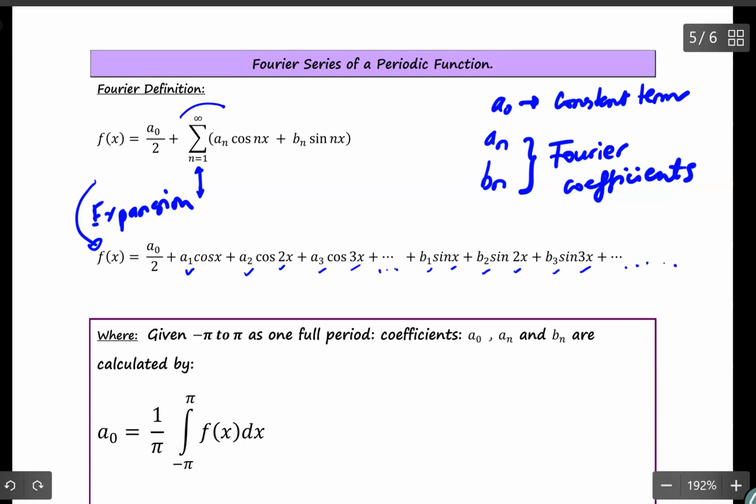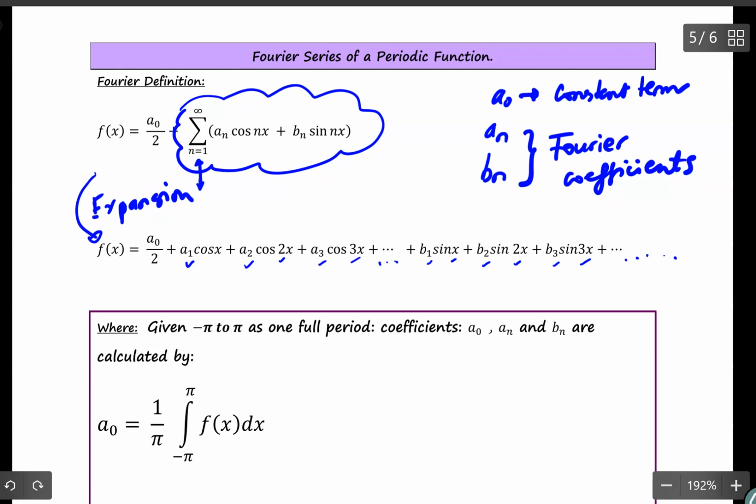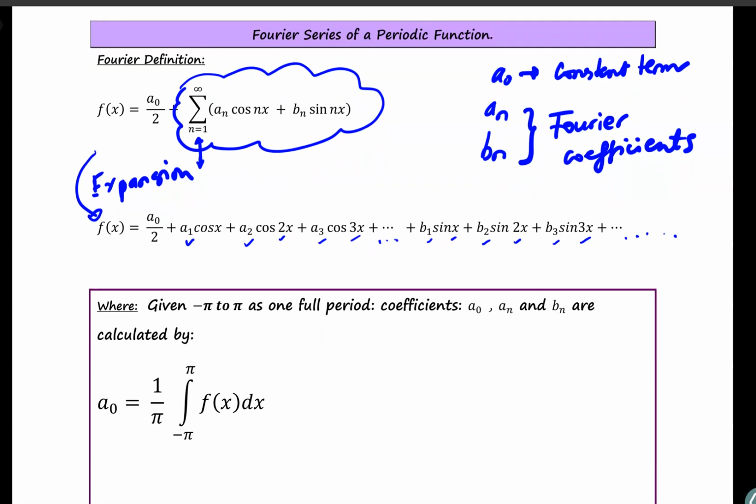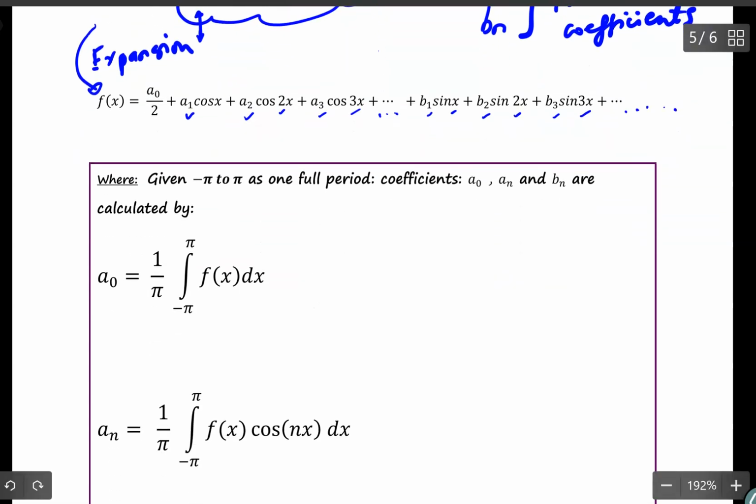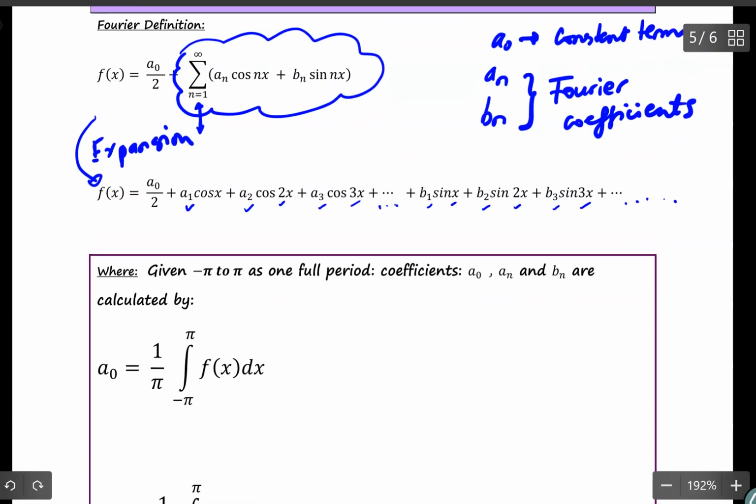Abbreviation for that, you would write it in the summation notation. Depends on how many terms I ask you to write for this Fourier series, it will be defined for you by n equal to 1 to a certain number instead of infinity. Alright, now let's talk about an and bn.